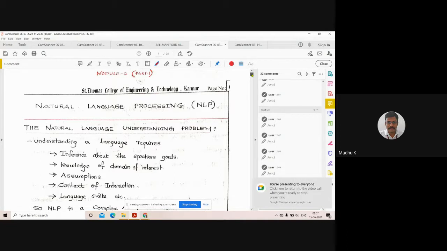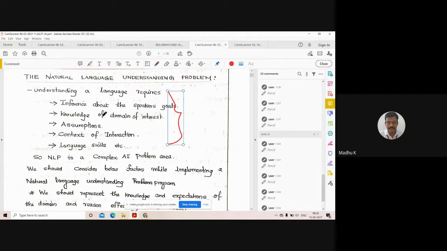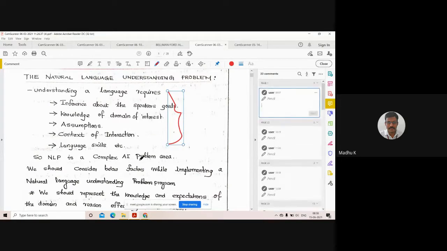So, what is the natural language understanding problem? Why is it difficult? Okay. Because of these issues, the natural language understanding problem is considered a difficult problem. It is a complex AI problem area.